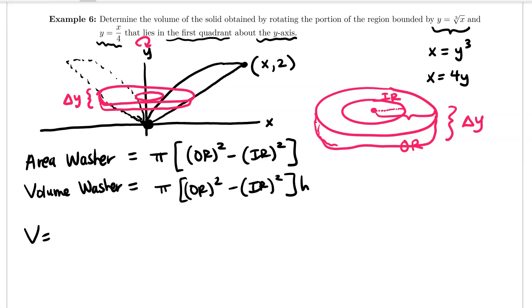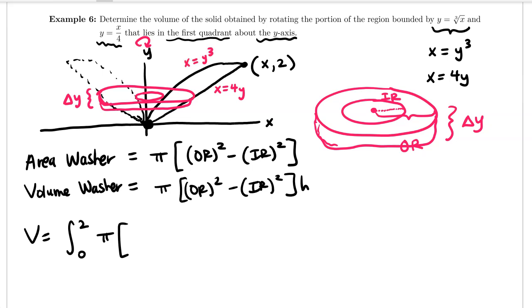So let's go ahead and set up our definite integral now. Our lower limit of integration is going to be 0. Our upper limit of integration is going to be 2. And then we have pi. And now we need to actually figure out what our outer radius is and our inner radius. And they are essentially affected by our 2 curves. And so the linear curve, again, is the curve x equals 4y. And then the other one is x equals y cubed.